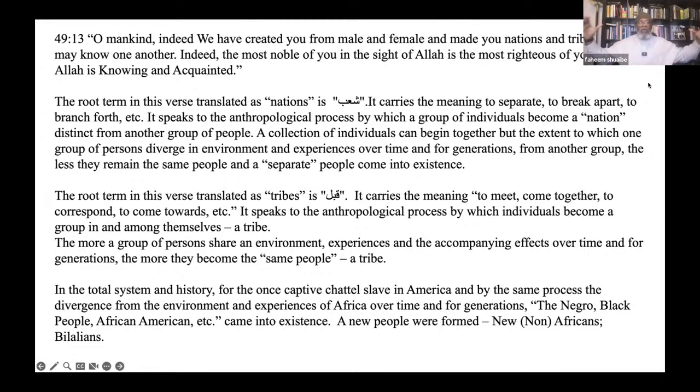We came from different tribes and different nations, but because of the shared environment, the shared experience over generations, we are the same people here, but we're different from who we were there. We are not that people, just literally, concretely, materially, objectively, factually. We are not those people.